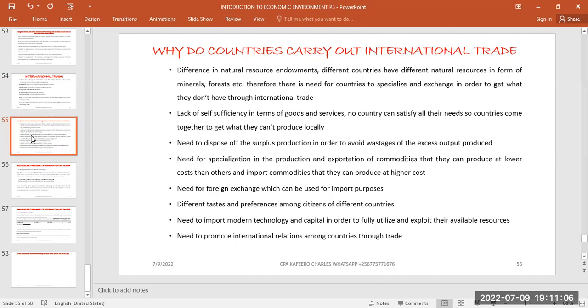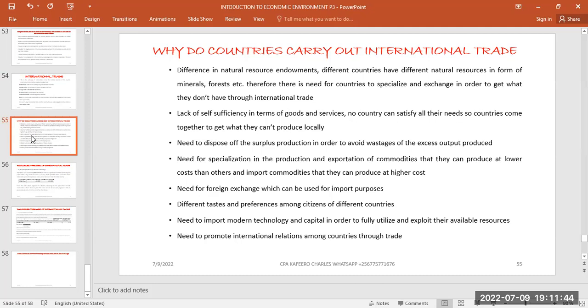The other one is the difference in taste and preference among the citizens of different countries. You find that people have different tastes on items that are produced within the country and those that are produced outside the country. People may prefer to import certain items rather than consuming what is produced locally. So people go into international trade just because different people have different tastes on certain products, or different desires on the products produced between countries.